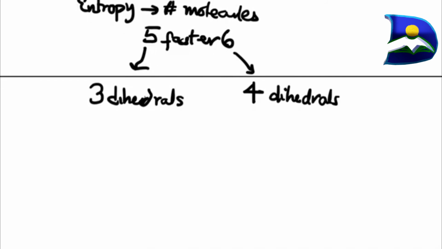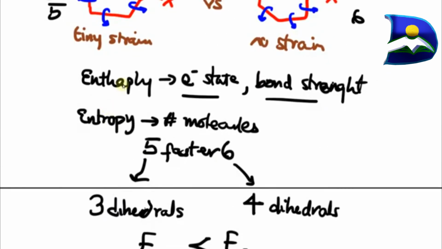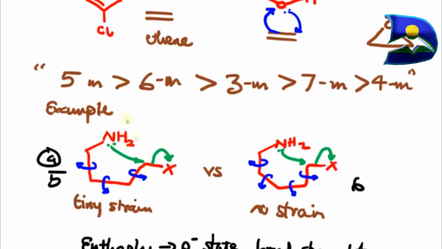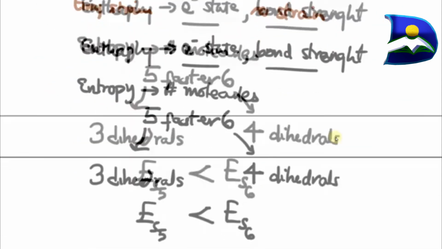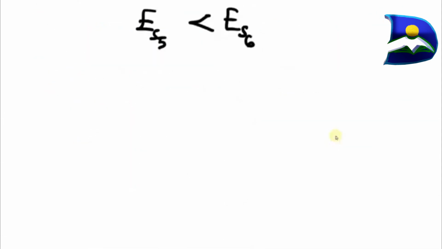So the 6-membered ring will have a greater entropy than the 5. This shows that the 5 will have fewer dihedrals, which favors this particular reaction being established compared to a 6-membered ring creation. So this is similar to looking at 3-membered rings compared to a 7-membered ring.